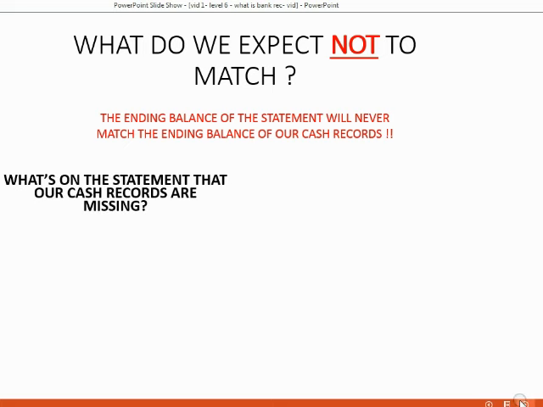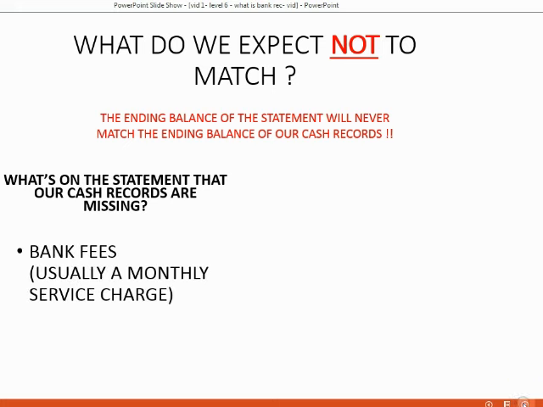Well, what's on the statement that's missing in our cash records? First of all, bank fees, usually the monthly service charge. The bank is going to charge us a monthly service charge simply by taking money from our account on a specific date. The bank does not notify us when they charge us the monthly fee. They simply take the money, send us a statement, and unfortunately we find out about the fee after we receive the statement. Therefore, that's one example of something that is on the statement that will not be in our records.